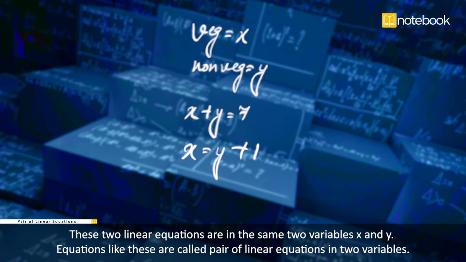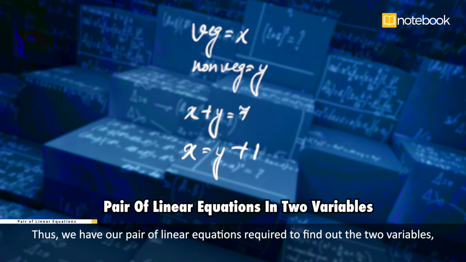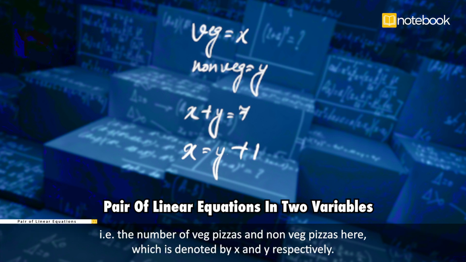These two linear equations are in the same two variables x and y. Equations like these are called pair of linear equations in two variables. Thus, we have our pair of linear equations required to find out the two variables, that is, the number of veg pizzas and non-veg pizzas here, which is denoted by x and y respectively.